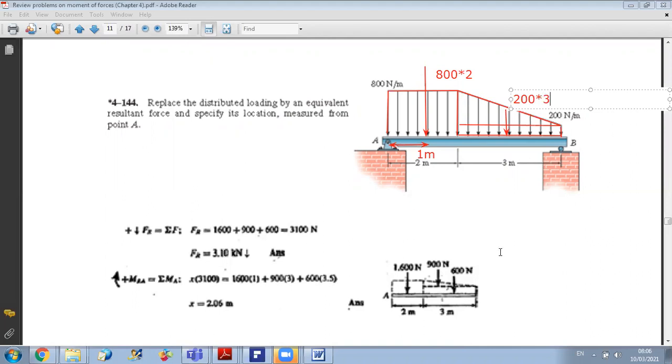Okay. And the distance from A will be equal to, the distance from here to here is 1.5. I will add to it 2. So 1.5 plus 2 is 3.5. So this is 3.5 meters.